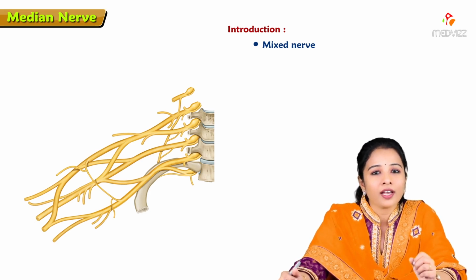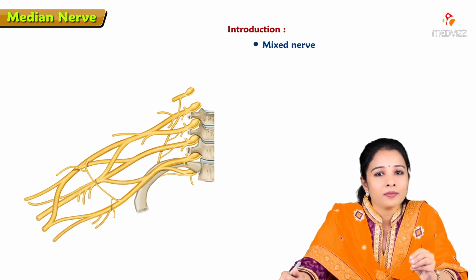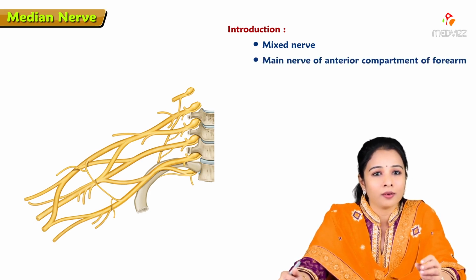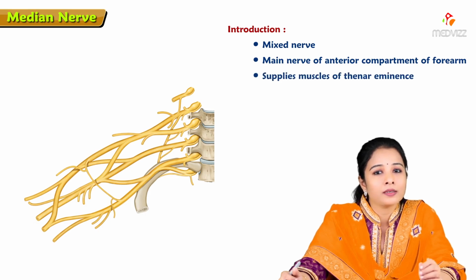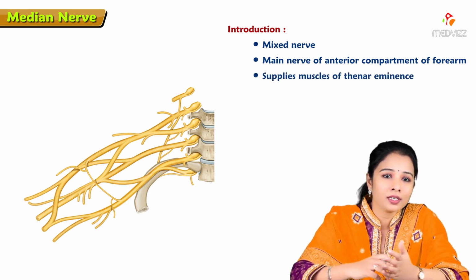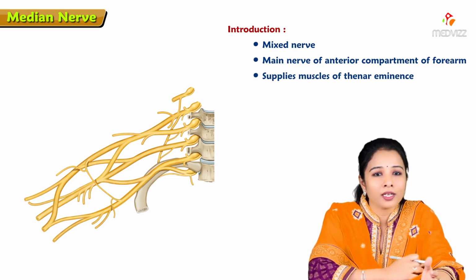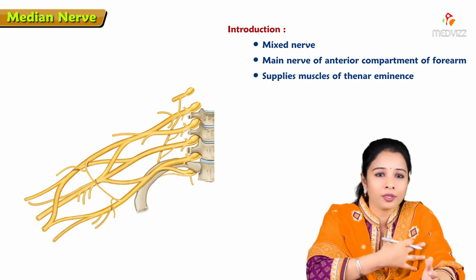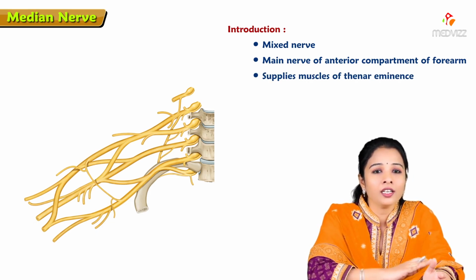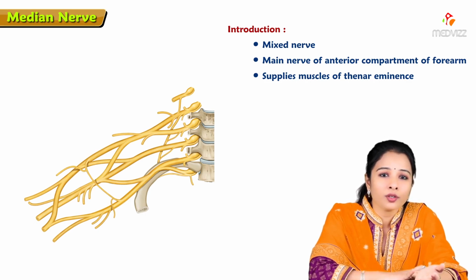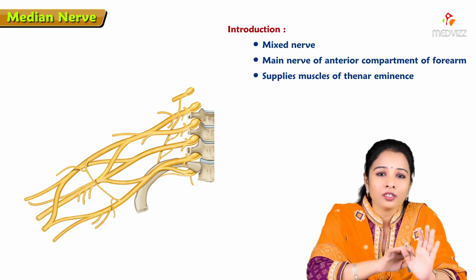So the interesting fact about the median nerve, it is the main nerve of the anterior compartment of forearm, supplies the muscles of thenar eminence in hand. So it doesn't give any branches in the arm or in the neck or in the pectoral region. Directly it starts giving branches only in the forearm and also to the thumb muscles, which is called thenar eminence.